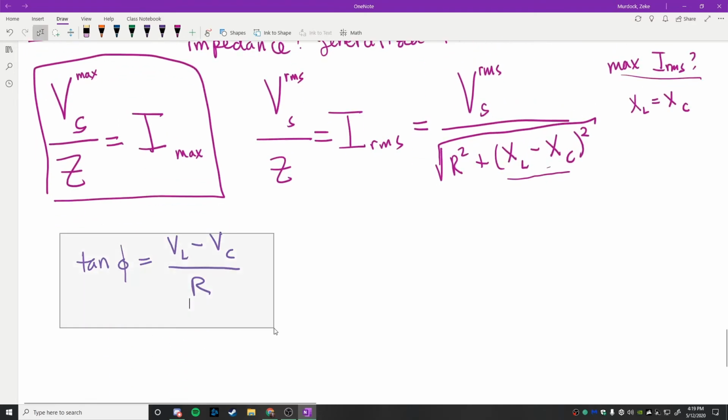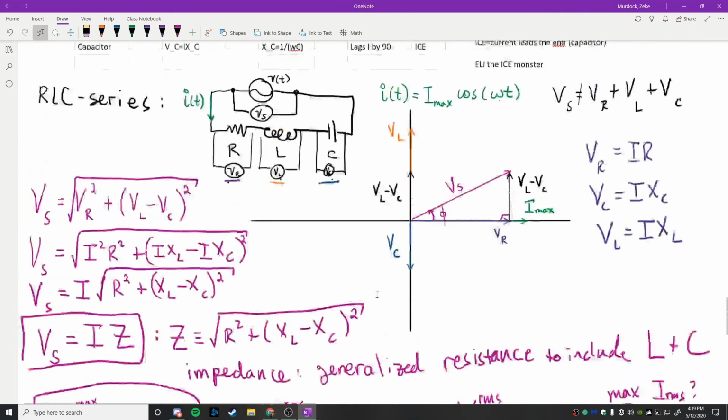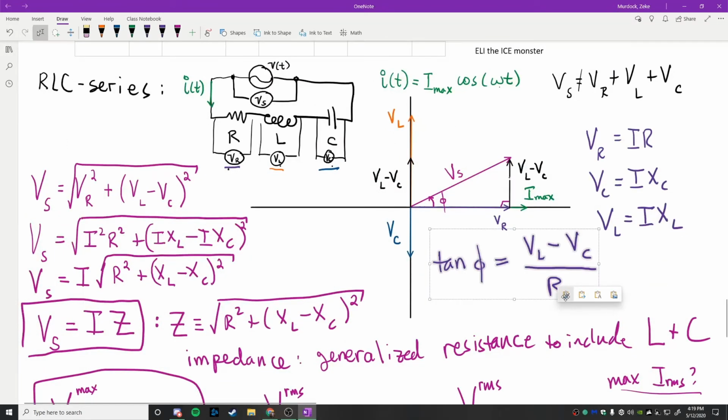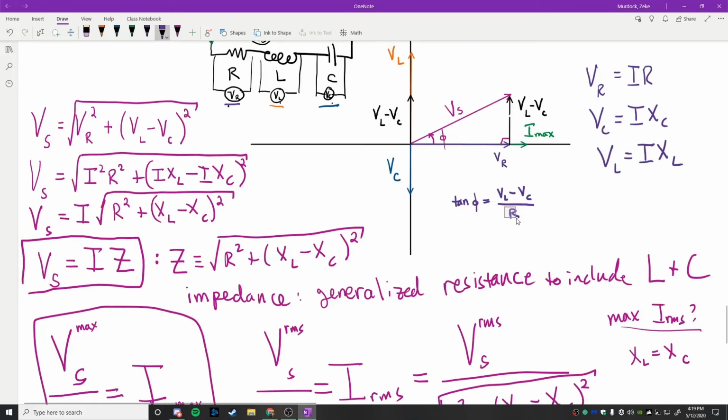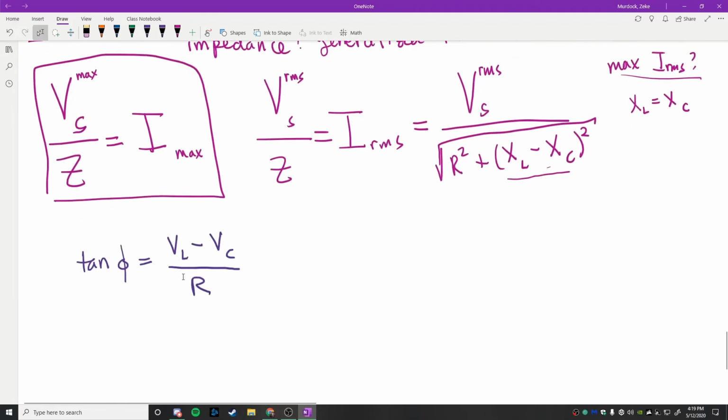And I'll go back to my picture so you can see that. Let's actually just copy this, and then come up here and put it beneath here, and then just make it smaller. Can you guys see that from the picture? The tangent of phi would be this side divided by this side, right? So VL minus VC is the opposite, and then V, yeah. Can you guys see that right there? Oh, that's not quite right. Not the R. That's wrong. It's not R, it's VR, my bad. It's the voltage across the resistor here. I skipped a step. It's VR.